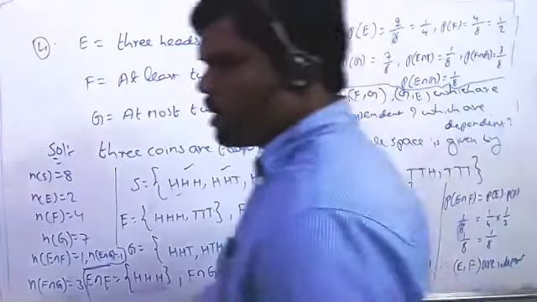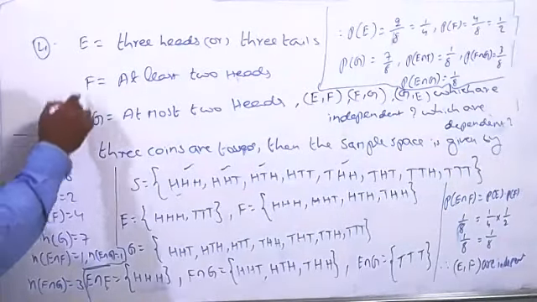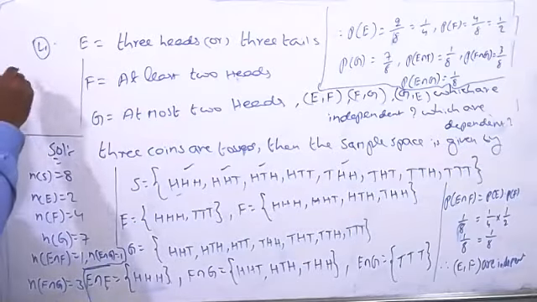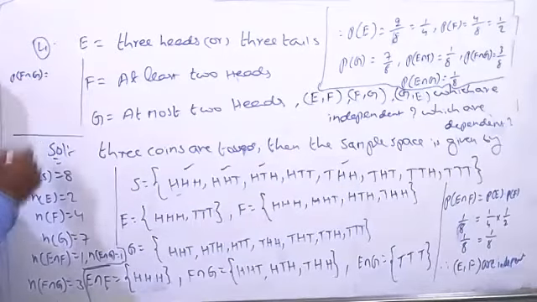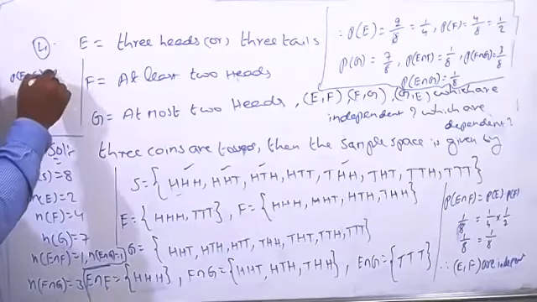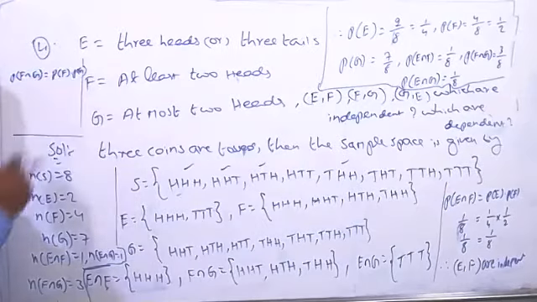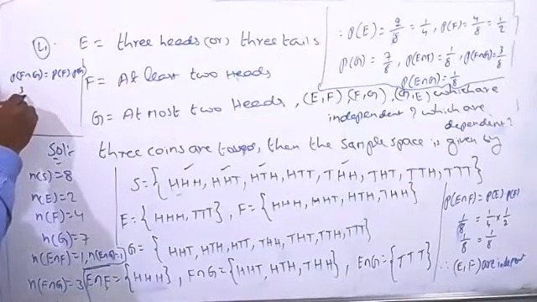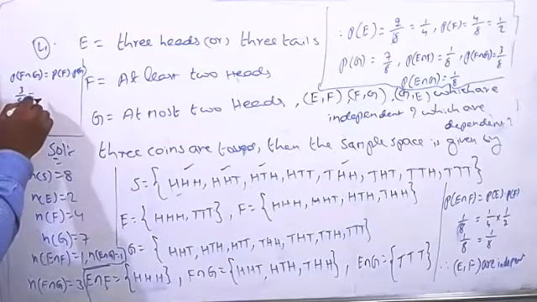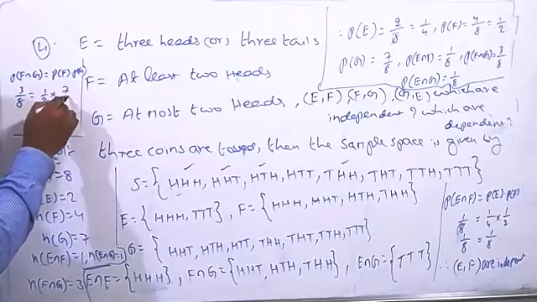Similarly, you can find the remaining also, you can cross check it. Probability of F intersection G is equal to probability of F into probability of G. So F intersection G, what do you get? 3 by 8. 3 by 8 should equal probability of F, 1 by 2, into probability of G, 7 by 8.